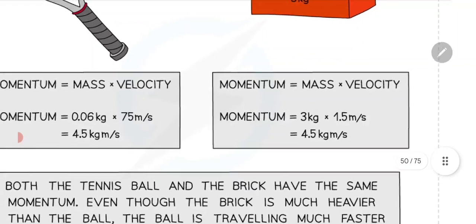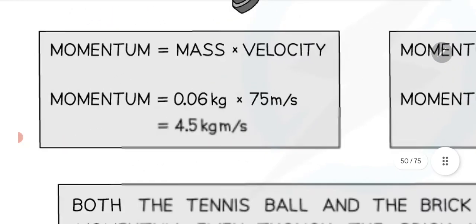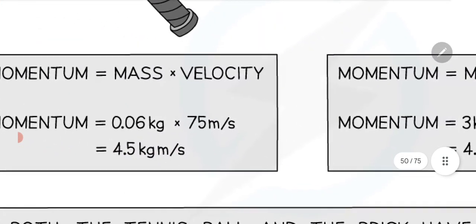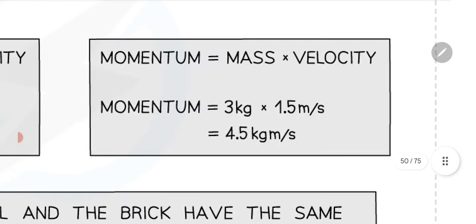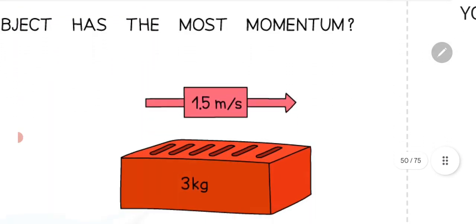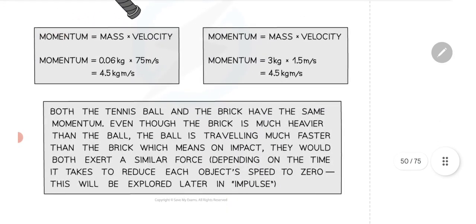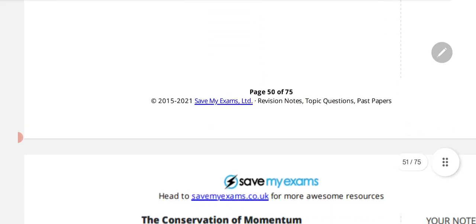For example, when you convert the mass, 0.06 kg times 75, the momentum of the ball at this time is 4.5 kilogram meter per second. And again, you can see here the mass is greater but the speed is less, but the momentum is the same. It depends on both values, mass and velocity.